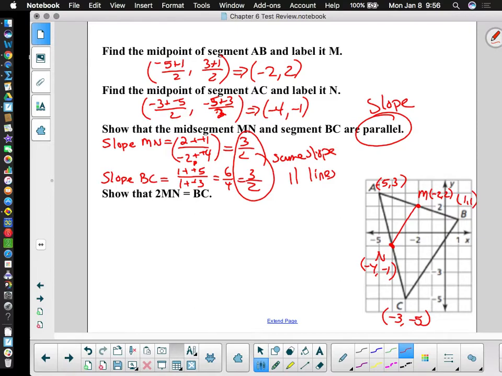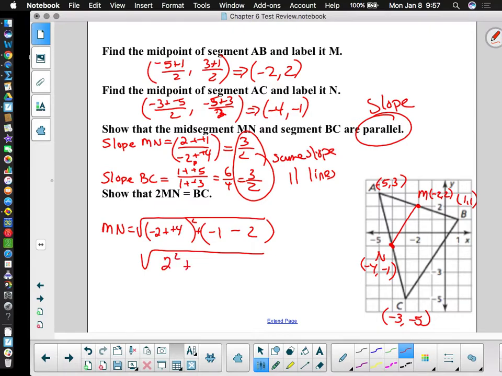Okay, finally, show that MN equals 1/2 BC. What do we have to do for that one? Distance formula. So MN, always label what it is you're finding. MN would be the square root of (-2 - -4) squared plus the Y's are -1 and 2. So that's the square root of 2² + -3², which is the square root of 4 + 9, which is the square root of 13.